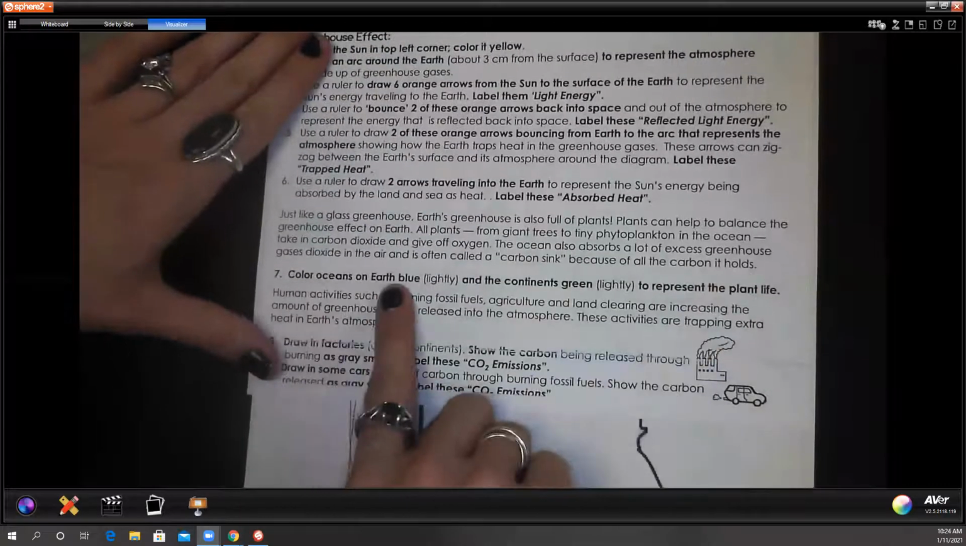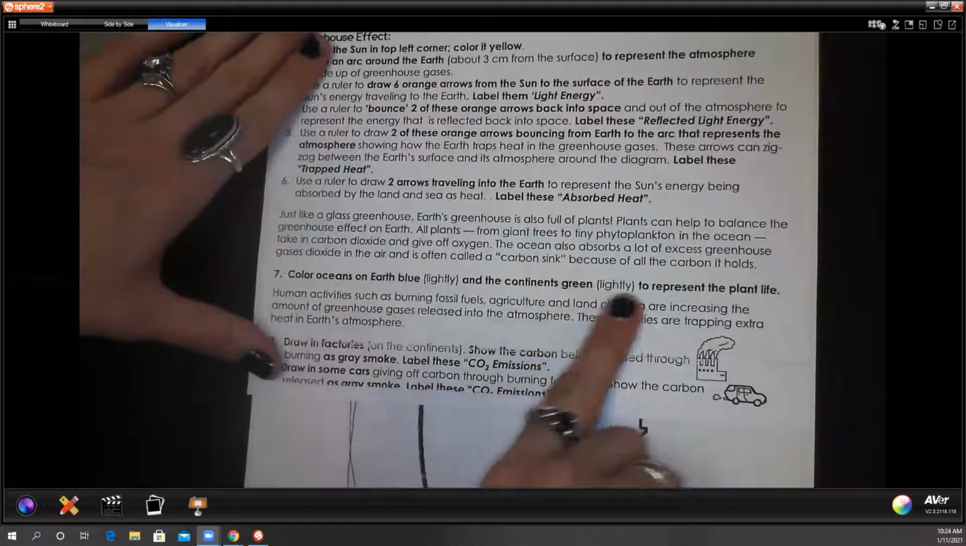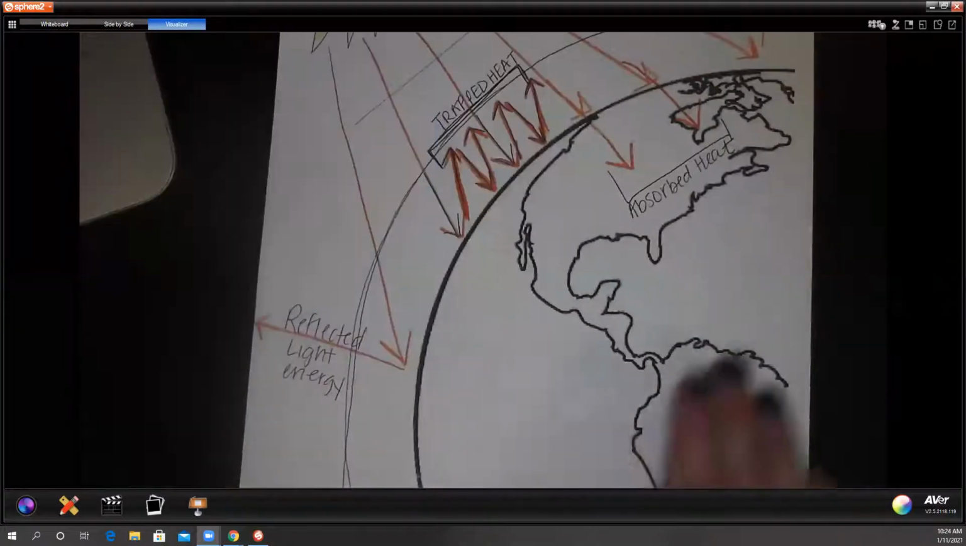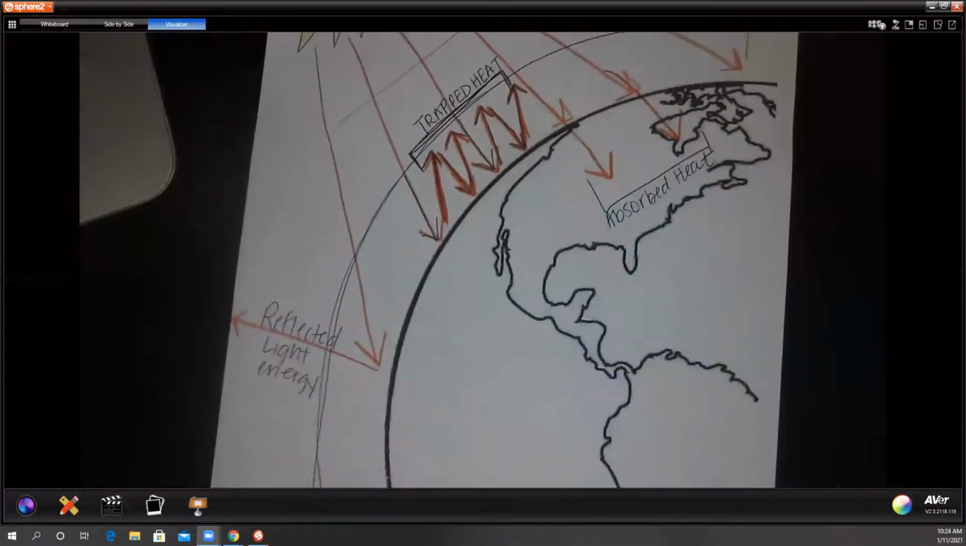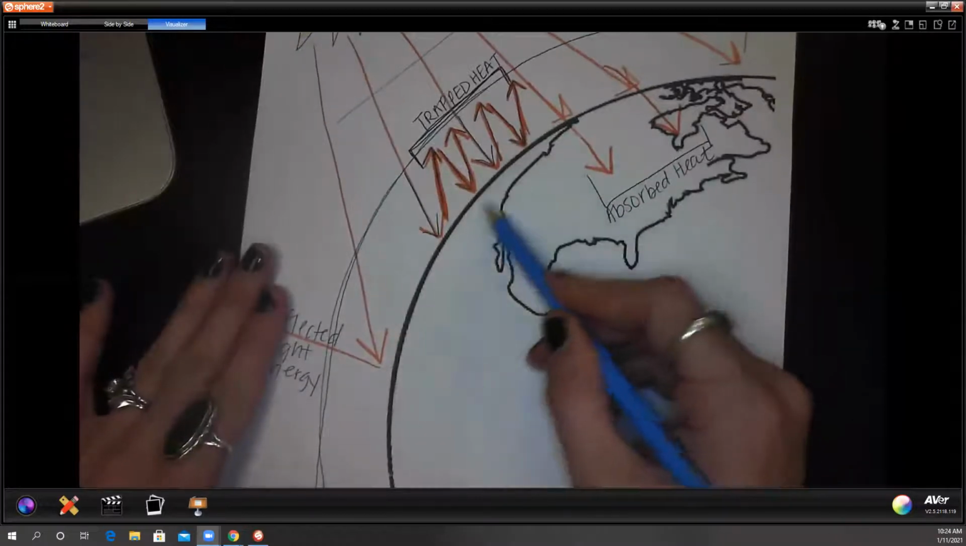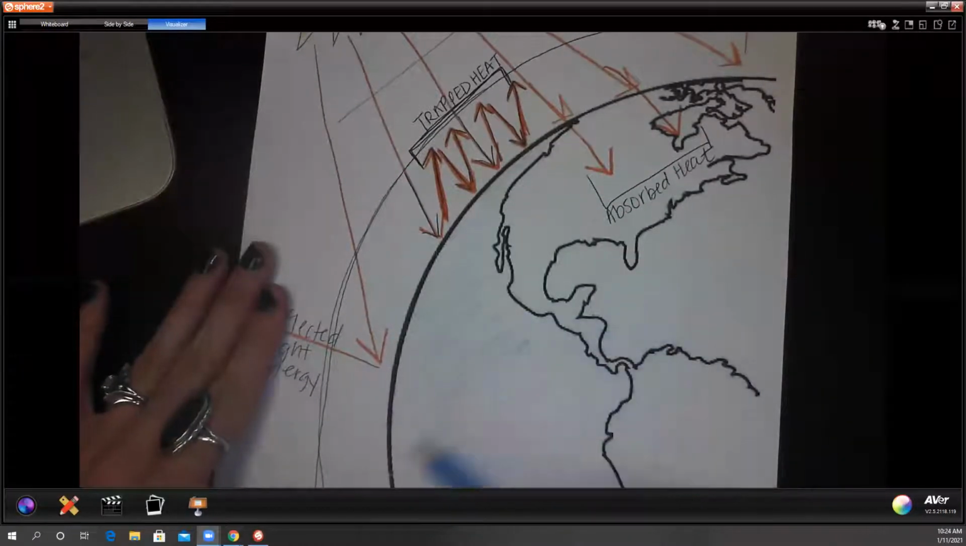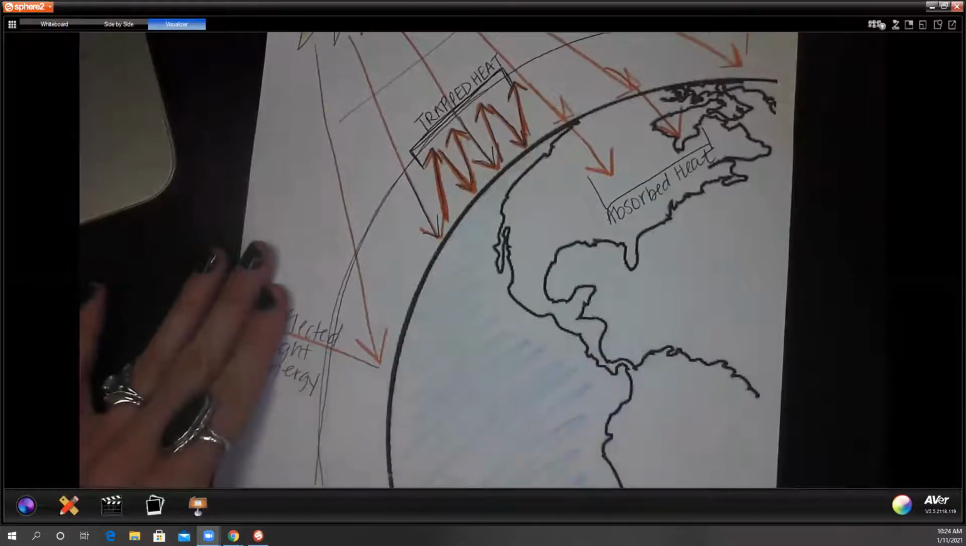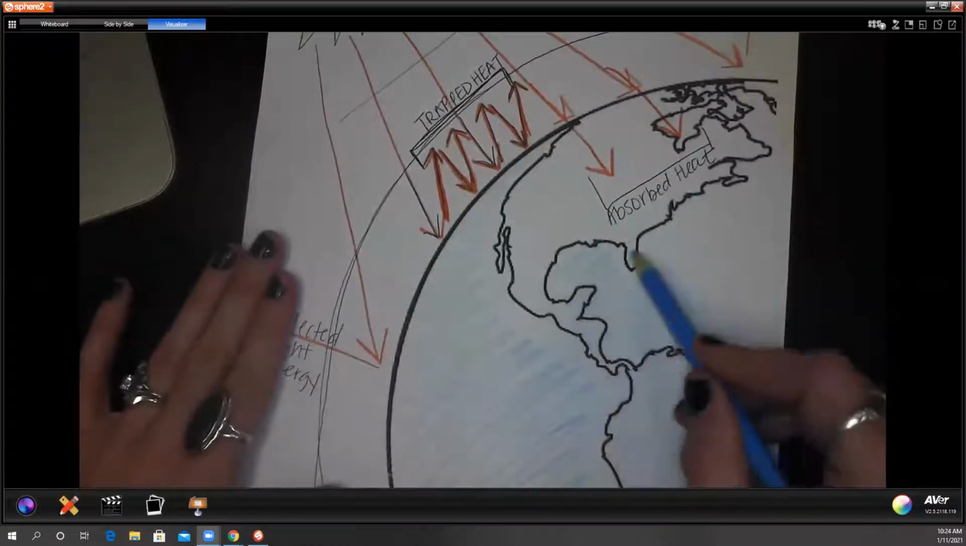Color the oceans on Earth blue and the continents green to represent the plant life. So if you don't have colored pencils, again, that's okay. You know what part of the Earth is ocean. You know what part of the Earth is water. There we are.